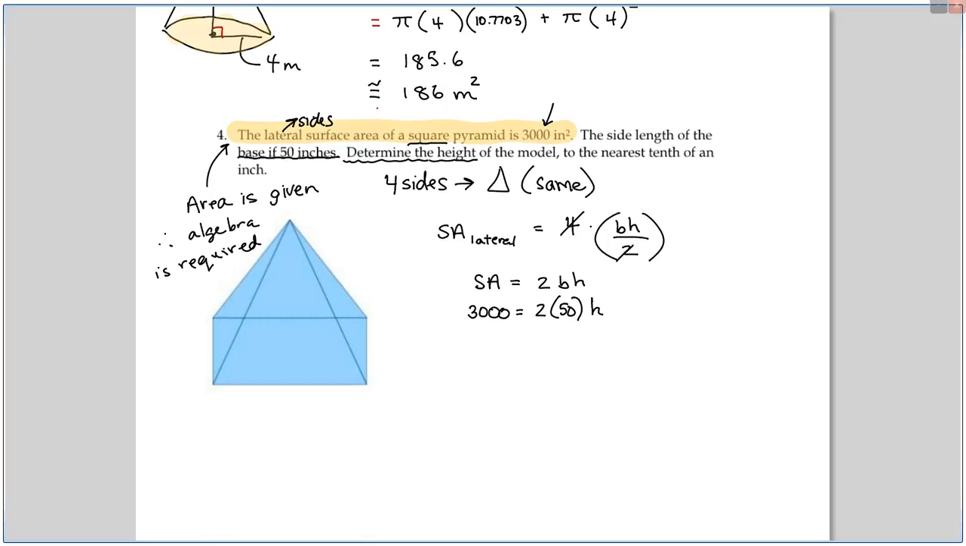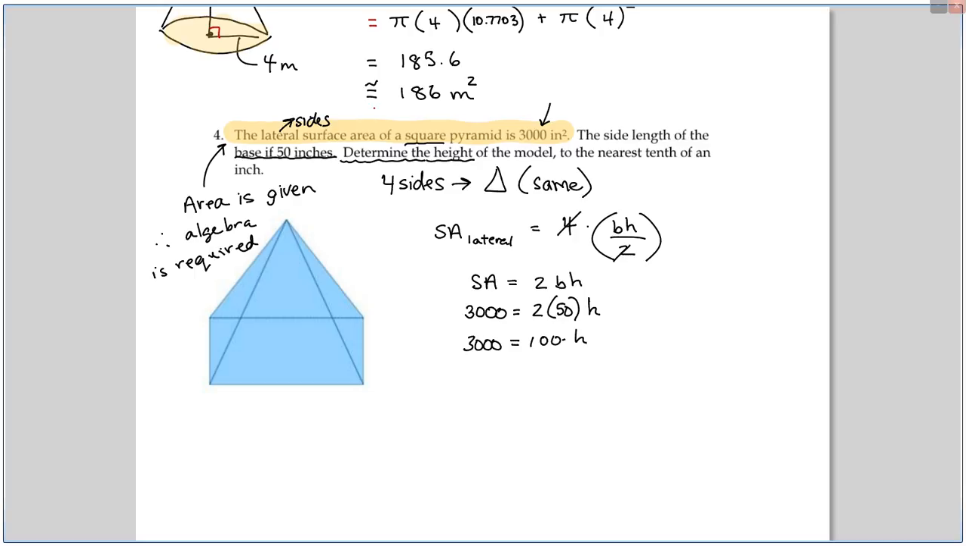All right, now we're almost done. 3,000. What's 2 times 50? 100. H. So it's 100 times something gives me 3,000. How do I solve a problem like this? Divide out the coefficient. So it's 3,000 divided by 100 equals H. This one's easy. Looks like 30 divided by 1.